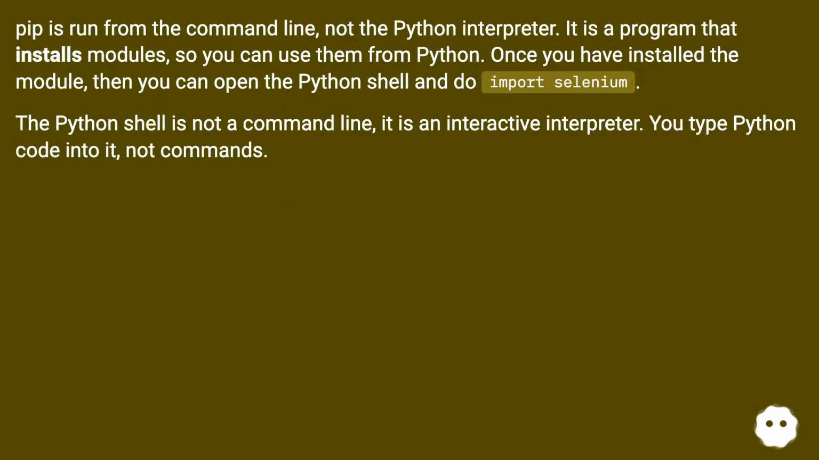Pip is run from the command line, not the Python interpreter. It is a program that installs modules, so you can use them from Python. Once you have installed the module, then you can open the Python shell and do import selenium. The Python shell is not a command line, it is an interactive interpreter. You type Python code into it, not commands.